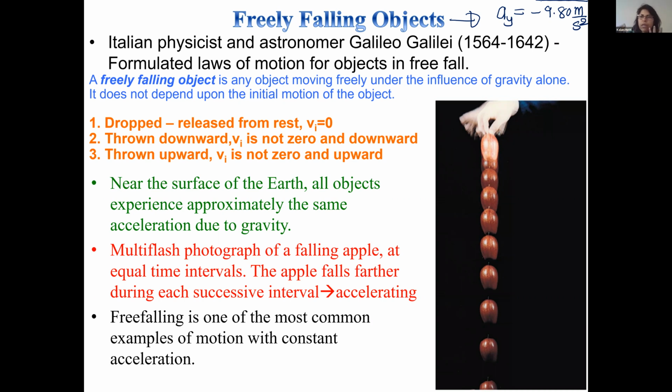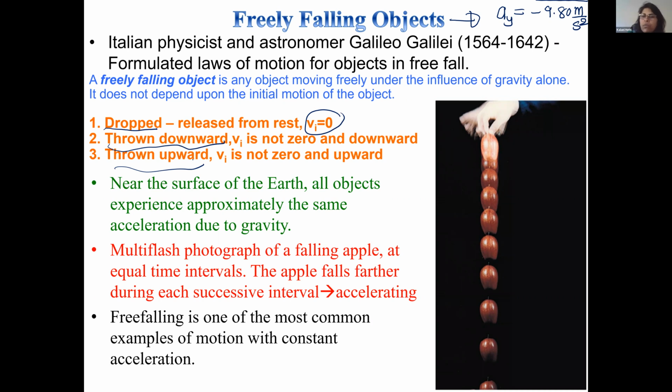Okay, so now there are a couple of things we need to understand. If I say the object is dropped, that means the initial velocity is 0. If I say the object is thrown downward or upward, then you have an initial velocity, right? So according to that, we need to use the formulas.